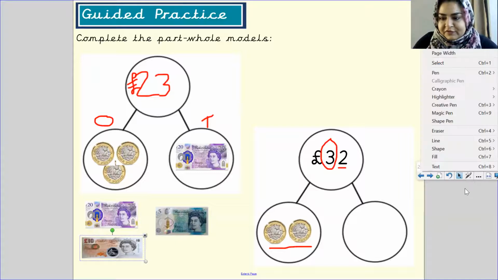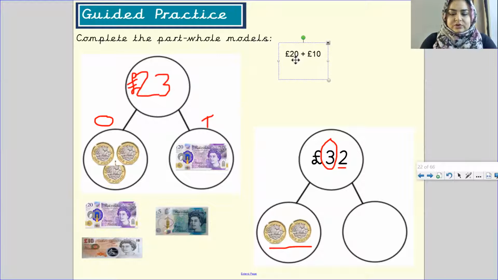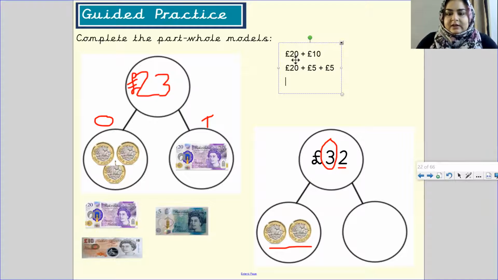So the different ways I could make 30 are, I'm going to put it here. I can use a £20 note and a £10 note, so that's 30. I can also use a £20 note and a £5 note and a £5 note. I can also use three £10 notes.